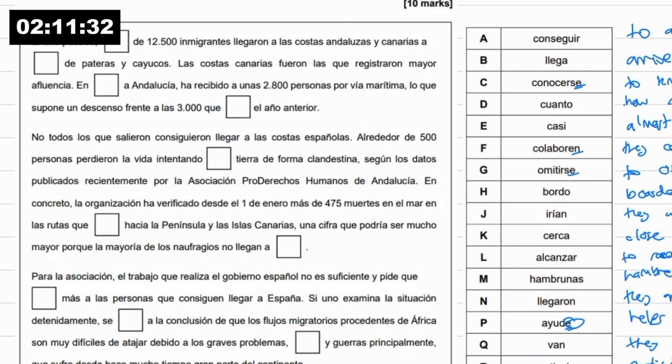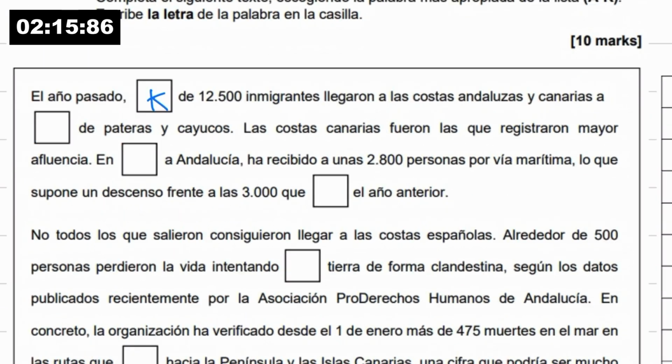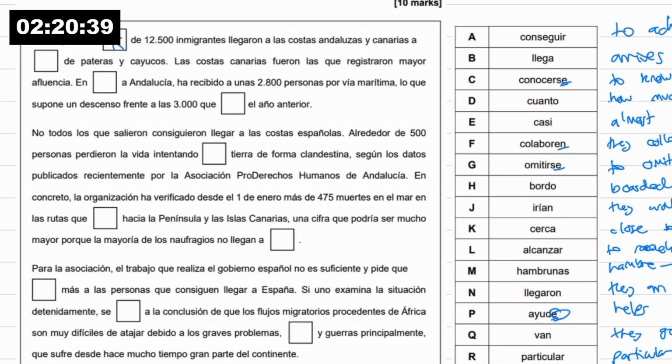Cuánto, cerca. Yeah, cerca is going to make sense here. Like close to 12,000. The preposition that comes after cerca is there, so that one makes sense. I'm happy to say cerca there.